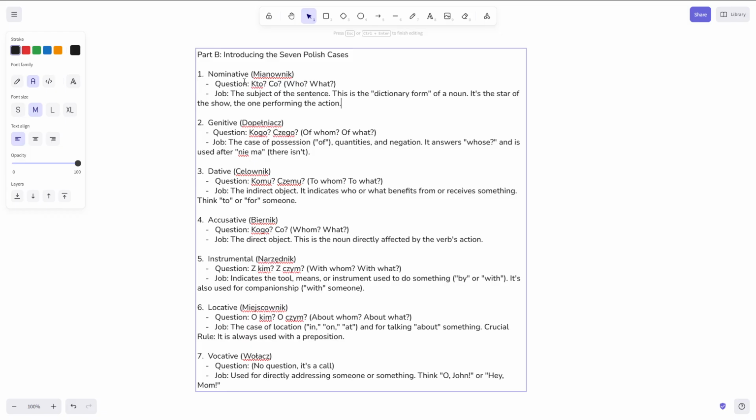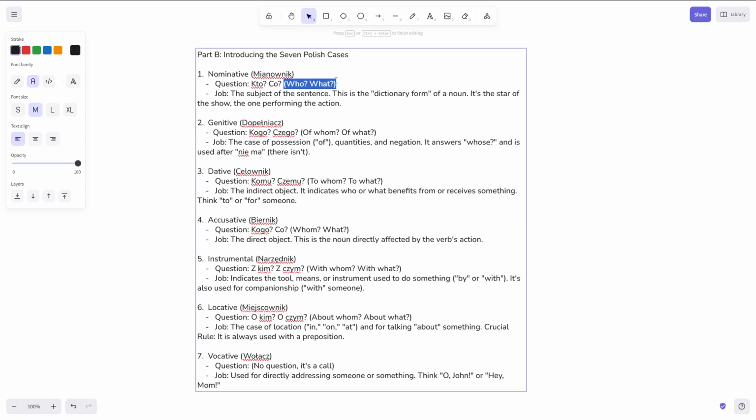So this case answers the questions like who or what. And it is basically the subject of the sentence. So who is performing the action? What is performing the action, right? Who sees what? Who does what? What is being given? Basically the subject. So that's why it is also the dictionary form of a noun, because it's the star of the show, the one performing the action. Exactly.